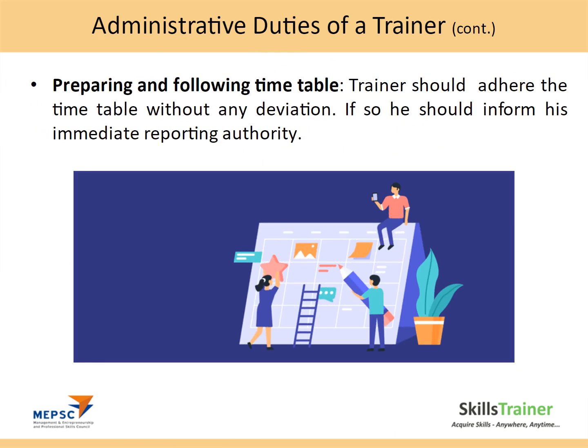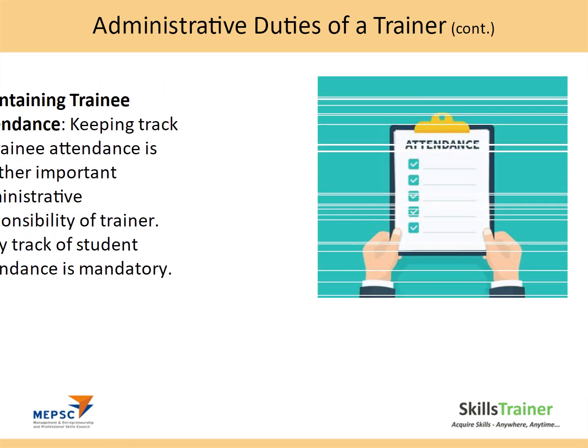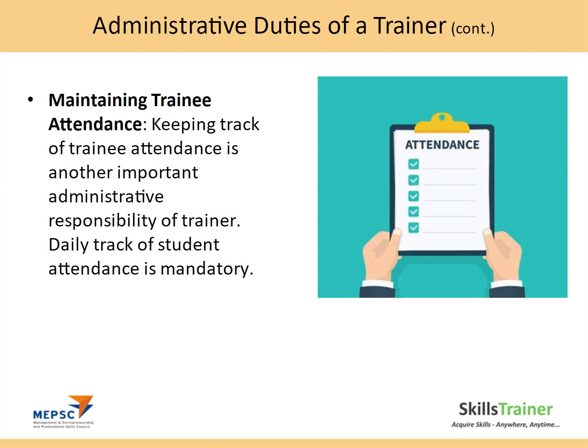Preparing and following timetable. Trainer should adhere to the timetable without any deviation. If so, he should inform his immediate reporting authority. Maintaining trainee attendance. Keeping track of trainee attendance is another important administrative responsibility of trainer. Daily track of student attendance is mandatory.